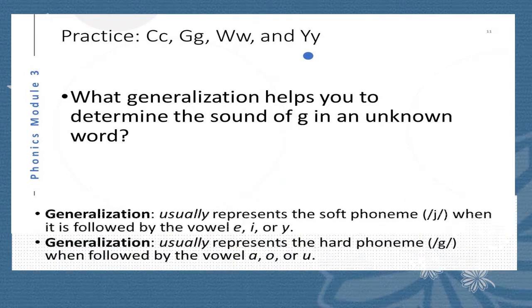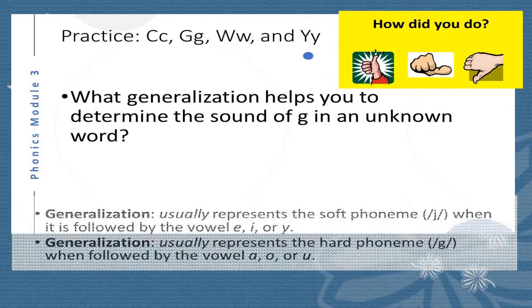A G followed by E, I, or Y generally has the sound of J. A G followed by A, O, or U, or any consonant or at the end of a word represents g, as in goat.